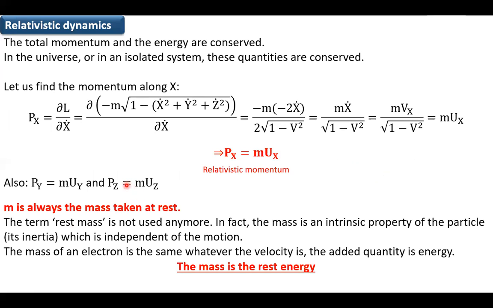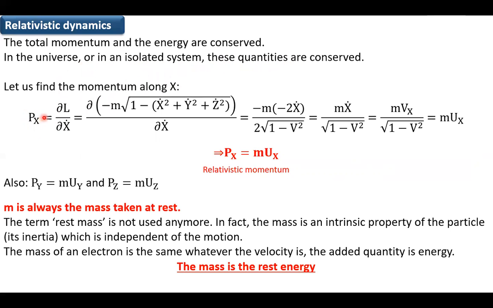Let's go to the momentum and the energy. You know that the total momentum and the total energy are conserved, especially for isolated systems. You can even use the entire universe as an isolated system. The total momentum of the universe and the total energy of the universe, or of any isolated system, are conserved. So these two quantities are conserved. So let us calculate the momentum along x, p of x.